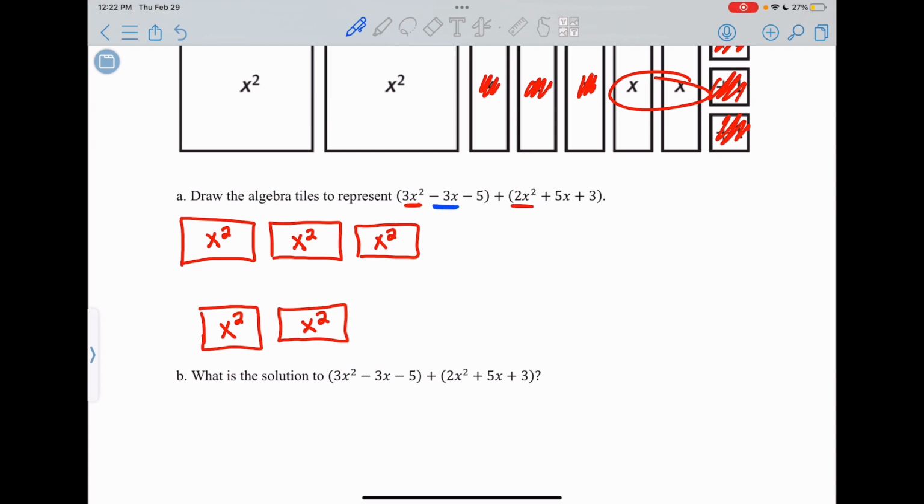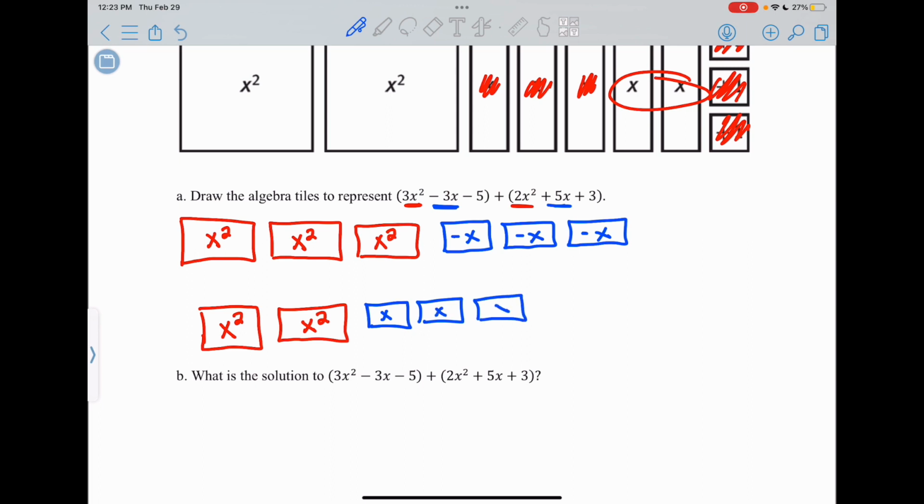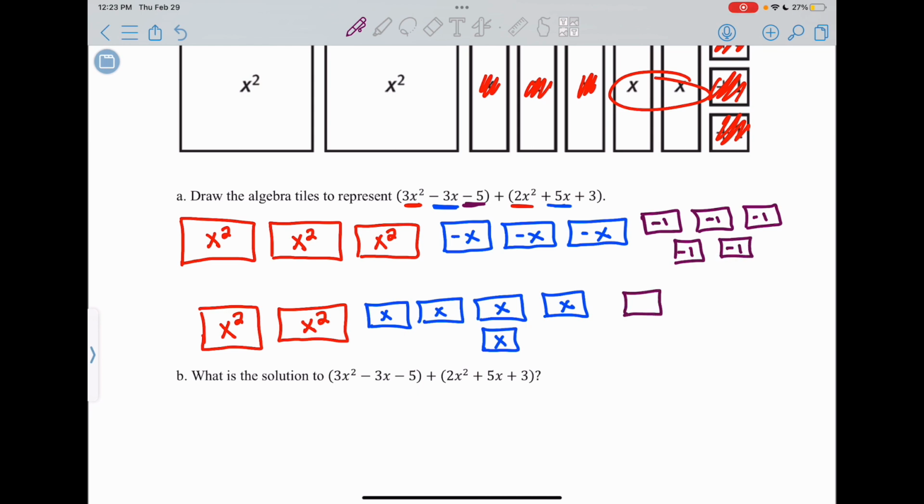I will use blue for my x terms. I need to have 3 negative x boxes for my first polynomial and 5 positive x boxes for my second polynomial. And I will use purple for my numbers. I need to have 5 negative 1 boxes for my first polynomial and 3 positive 1 boxes for my second polynomial.